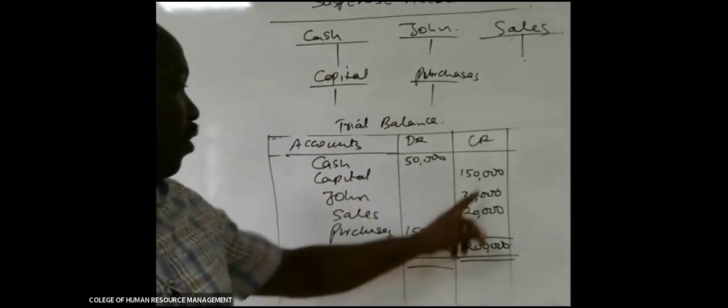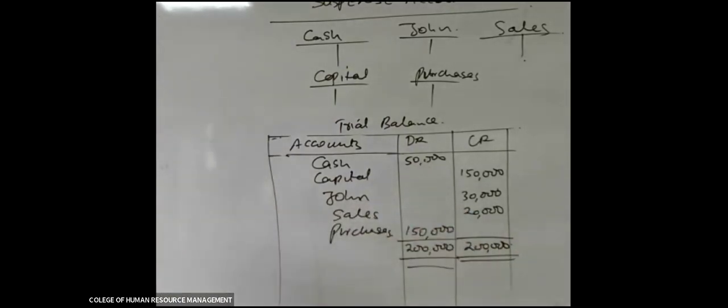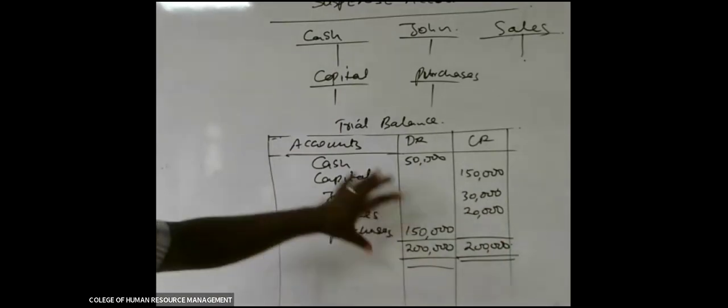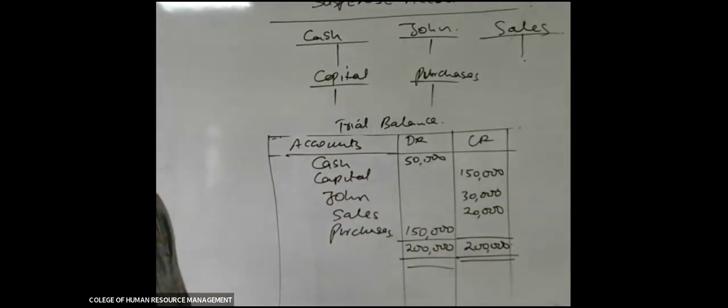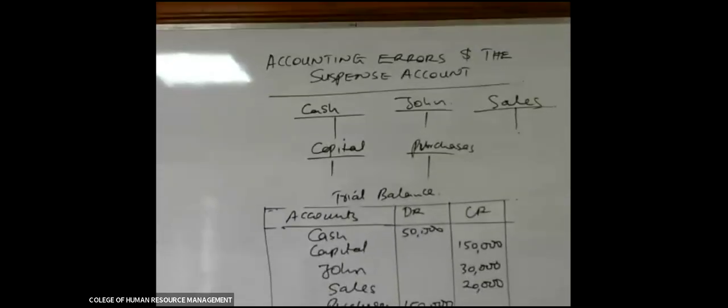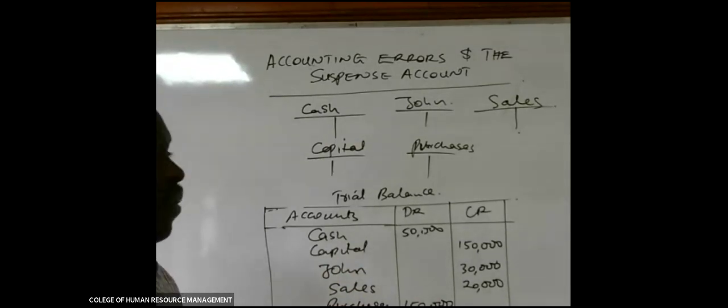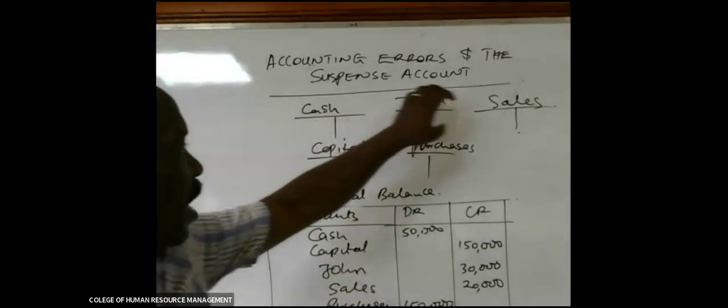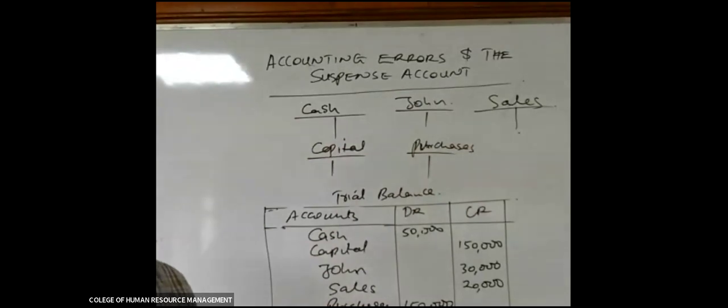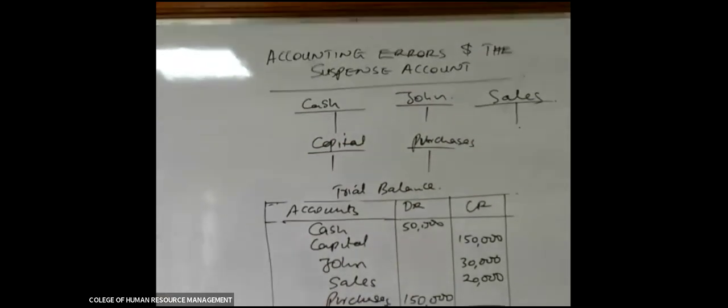The totals of the debit and the totals of the credit should agree. When they are equal, it simply means that your ledger accounts were well prepared, and the balances that you took to the trial balance were also correct. But when we talk about accounting errors, there are some errors you can commit in preparing and balancing your ledger accounts, and still your trial balance will balance.